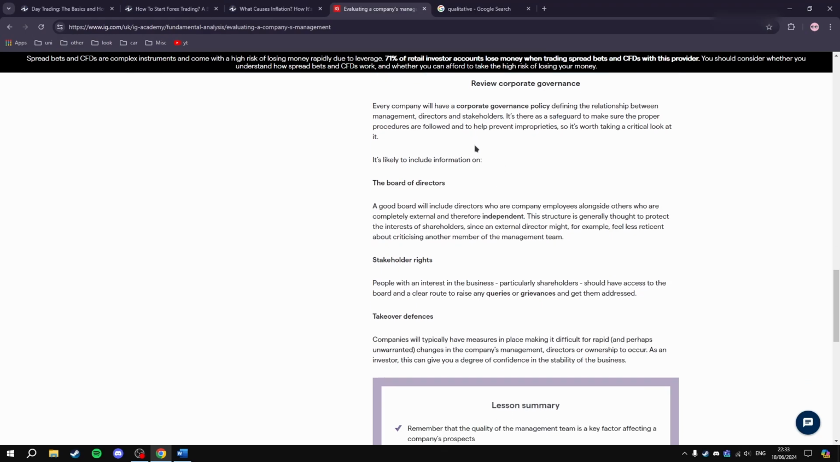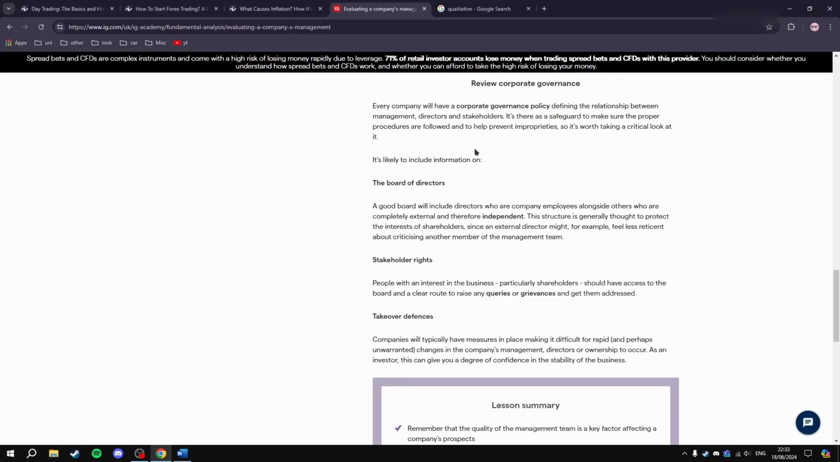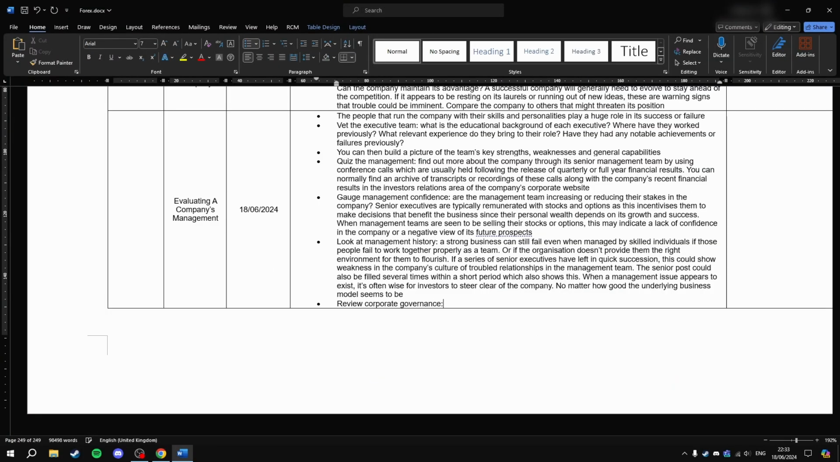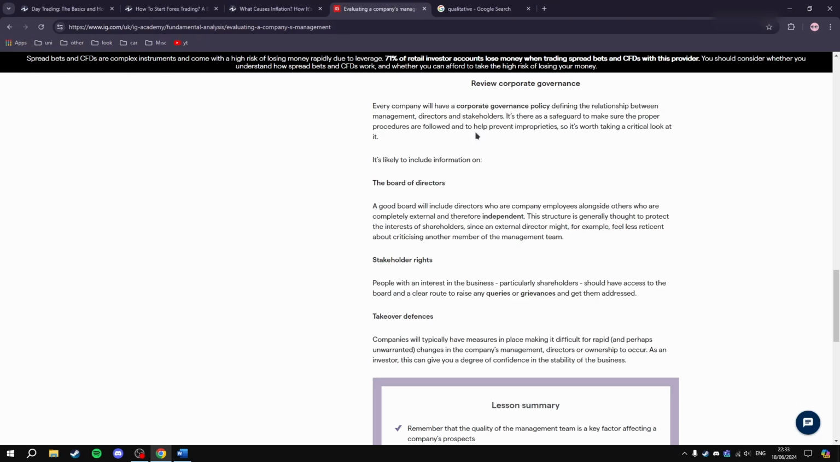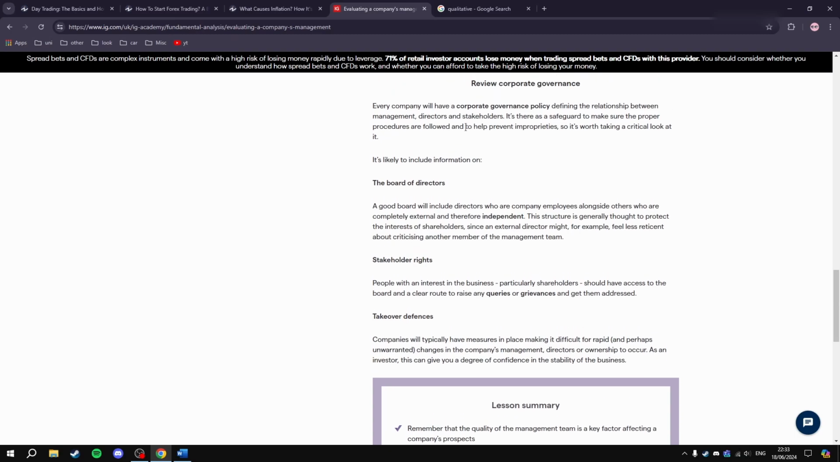Review corporate governance. Every company will have a corporate governance policy defining the relationship between management, directors and stakeholders. It's there as a safeguard to make sure the proper procedures are followed and to help prevent improprieties. So it's worth taking a critical look at it.